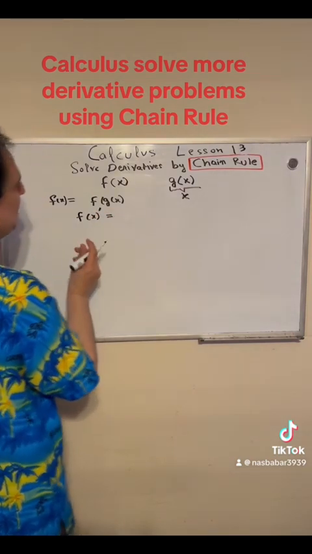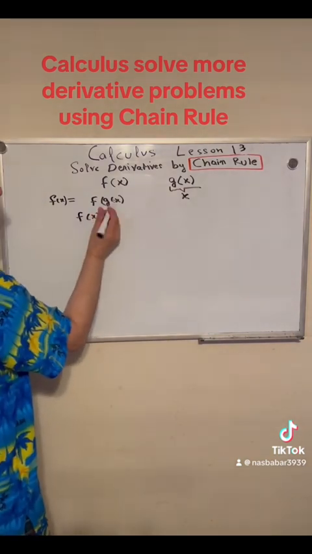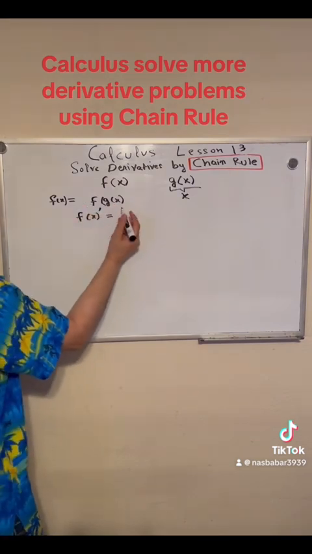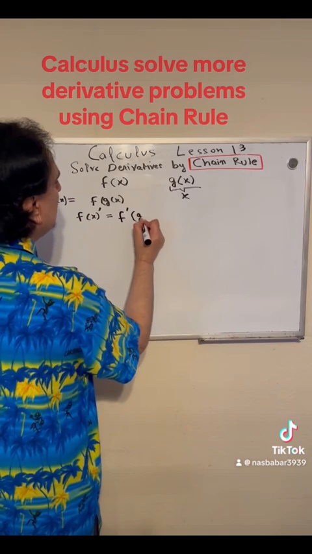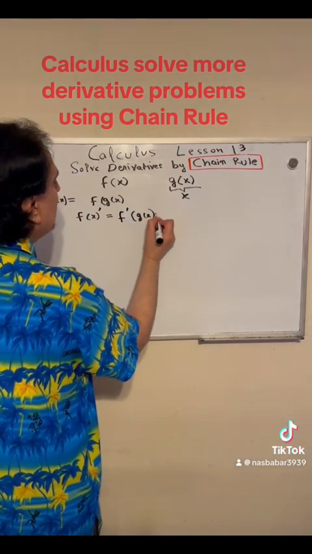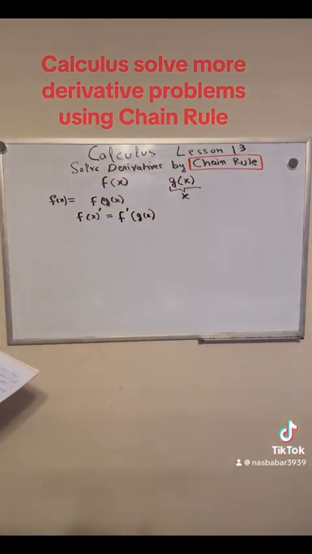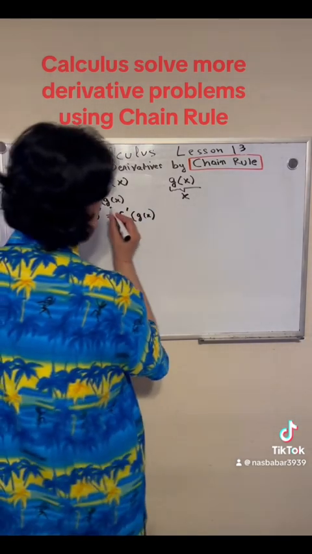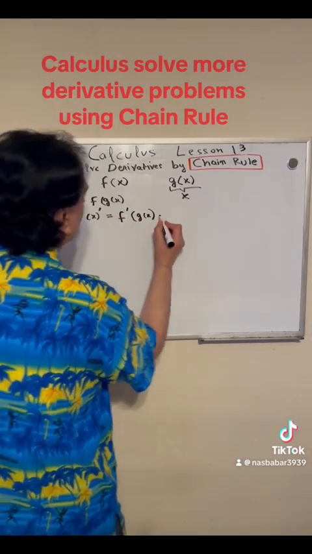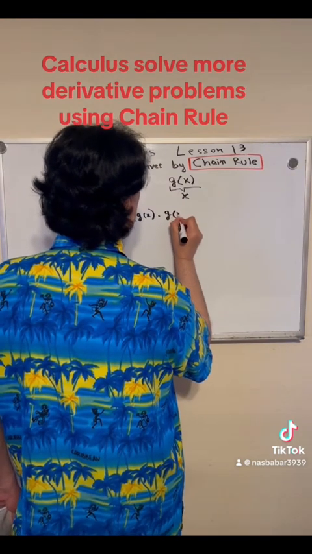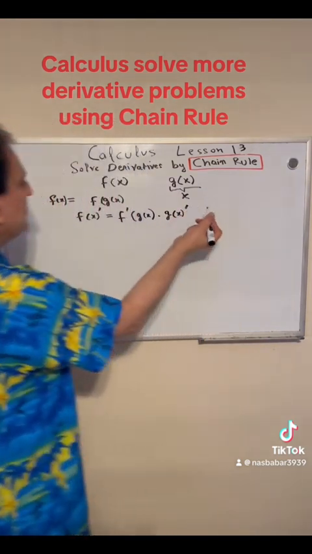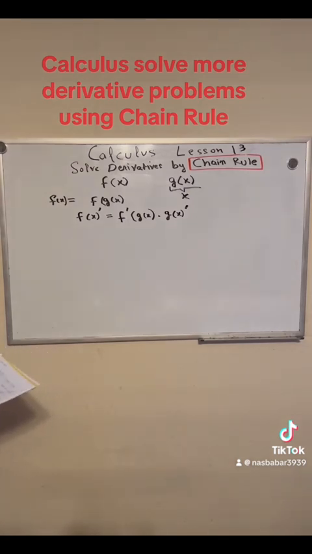What you do is that you tackle it very carefully. You take the derivative of the whole thing. So it would be f prime g of x, and then whatever is left inside. Inside is g of x. So then you take derivative of g of x. So that, my friends, is the chain rule. Pretty straightforward, not that difficult at all.